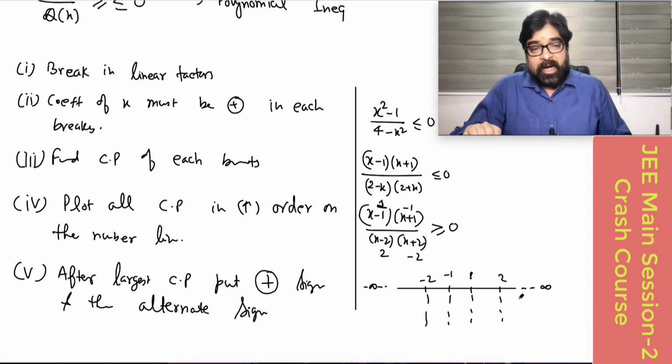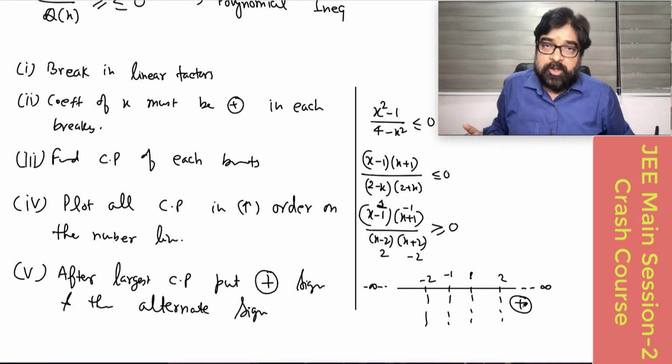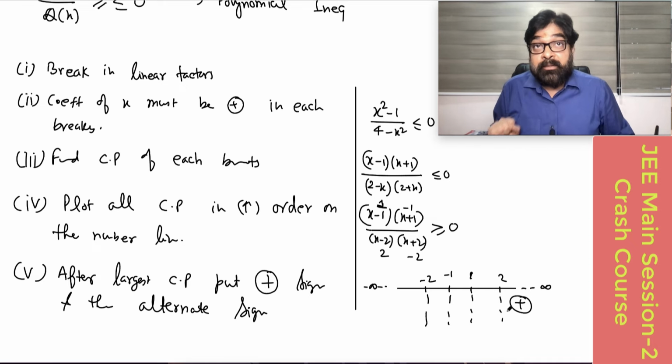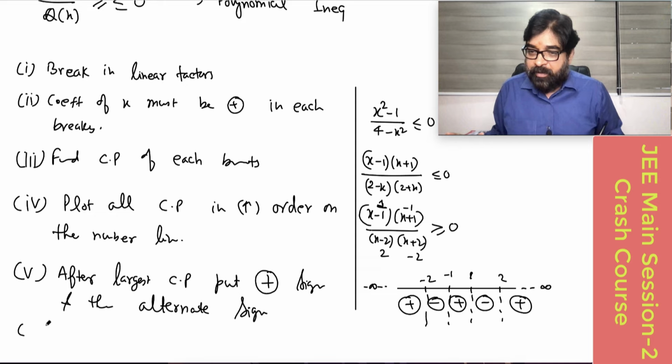So after the largest critical point, here is positive, always. Whatever the question, greater than 0, less than 0, whatever, it's positive. Then alternate signs. So positive, here automatically negative. Then here positive. Then here negative. Then here positive. Question done.